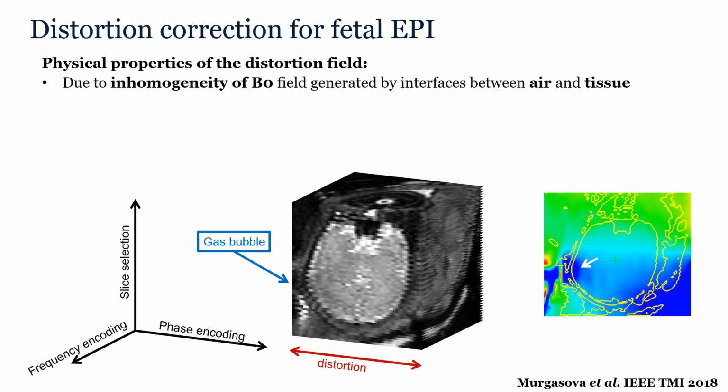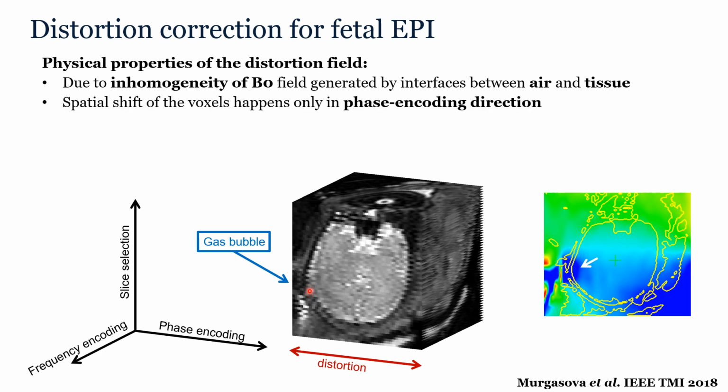Distortion is proportional to the main B0 field, and inhomogeneity of the B0 field is generated by interfaces between air and tissue. Here you can see a gas bubble in a maternal gut, and this bubble causes this distortion here in the image of the fetal brain.